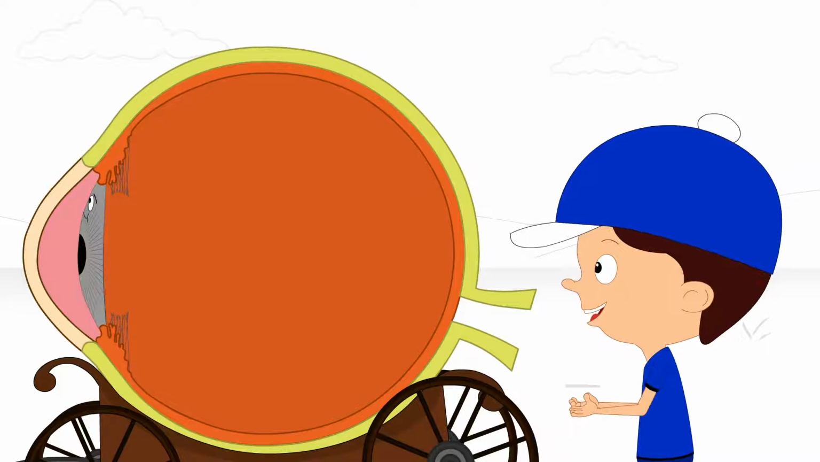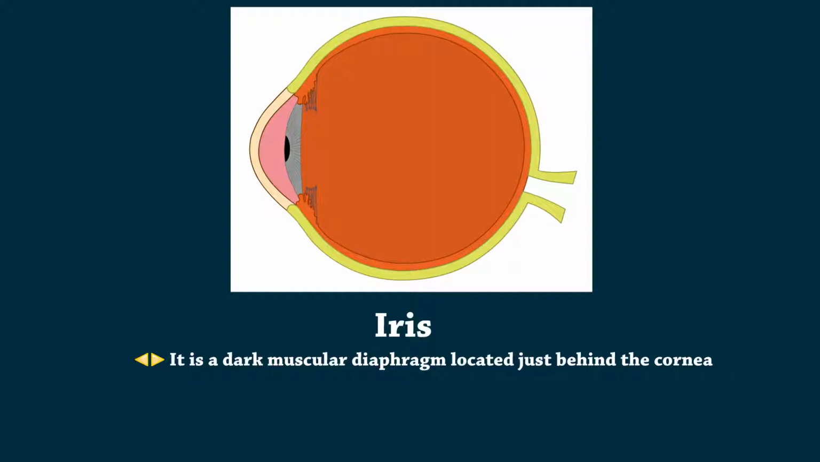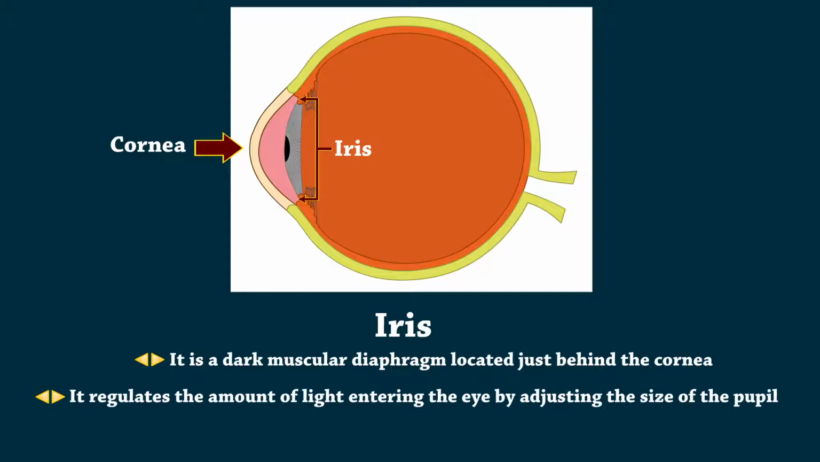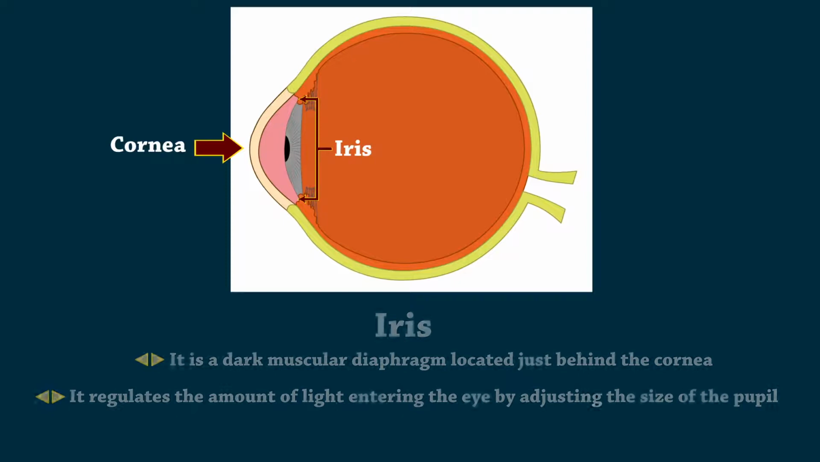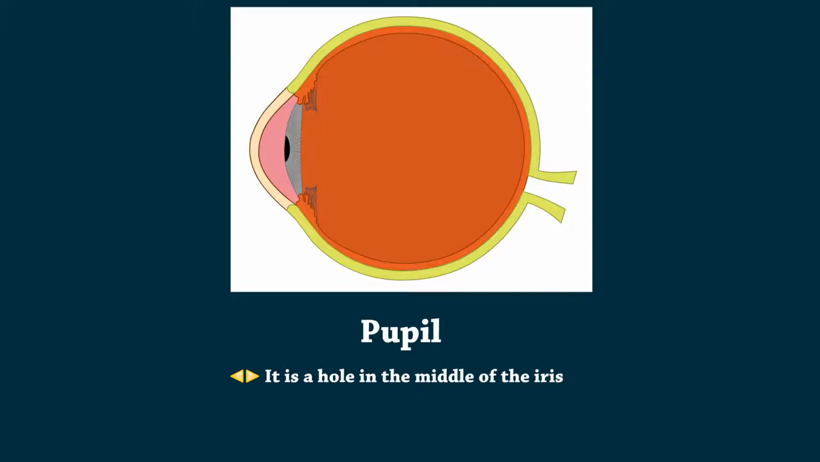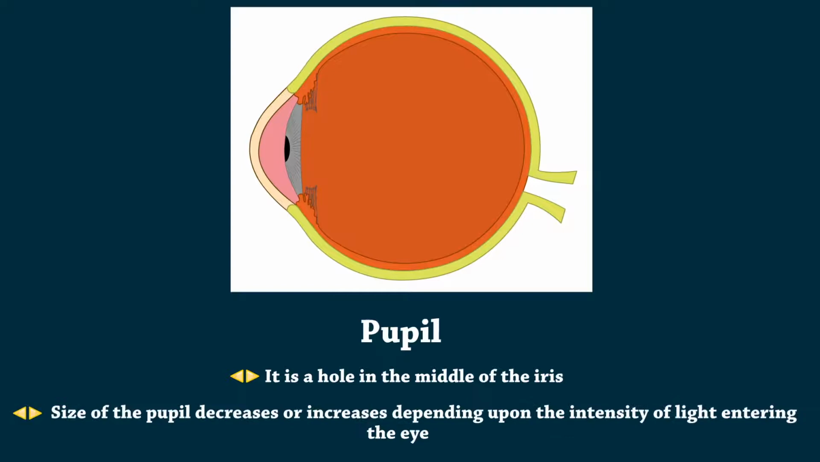Iris is a dark muscular diaphragm located just behind the cornea. It regulates the amount of light entering the eye by adjusting the size of the pupil. Pupil is a hole in the middle of the iris. Size of the pupil decreases or increases depending upon the intensity of light entering the eye.